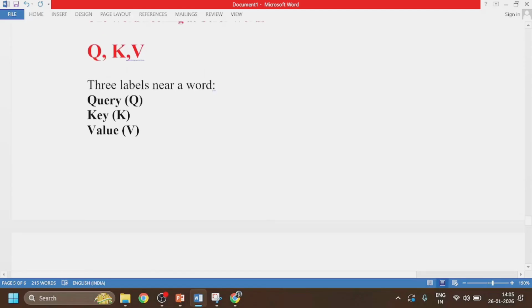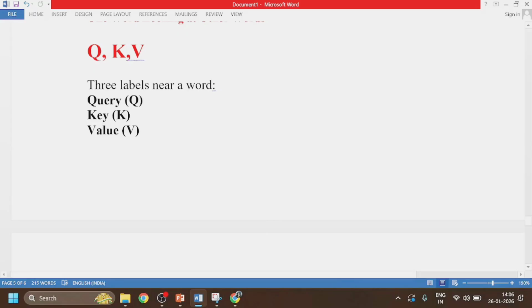Okay, so now we are going to move to QKV. You might hear terms like query, key, and value. Query is what a word is looking for. Key is what other words offer. And value is the actual information that gets passed forward.